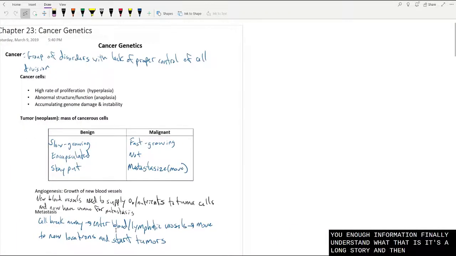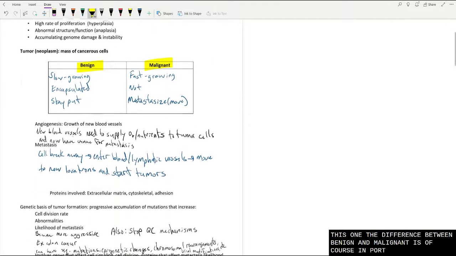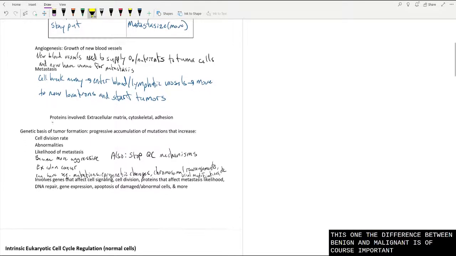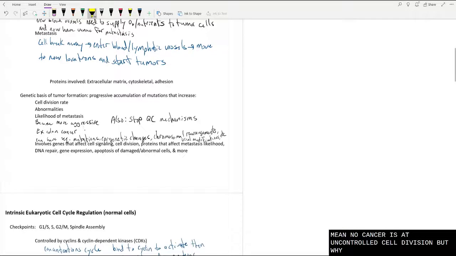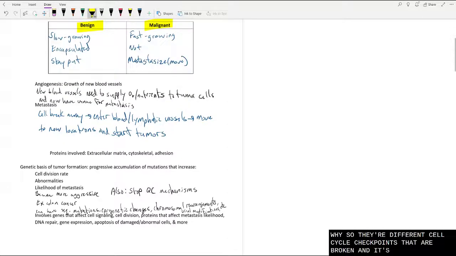And then we ended with cancer genetics. And in this one, the difference between benign and malignant is, of course, important. And then also, what causes cancer? We know cancer is that uncontrolled cell division, but why? So there are different cell cycle checkpoints that are broken, and additional mutations are piled on that then lead to that cell being able to become malignant and metastasize and grow tumors other places in the body.